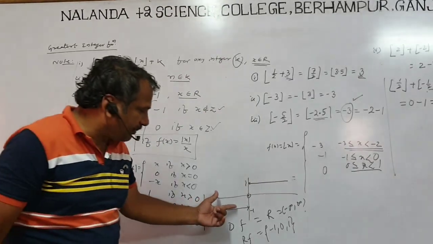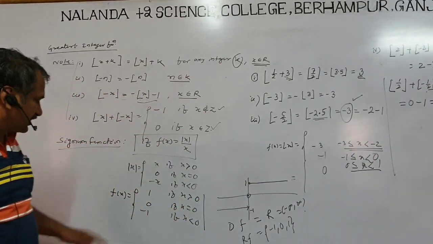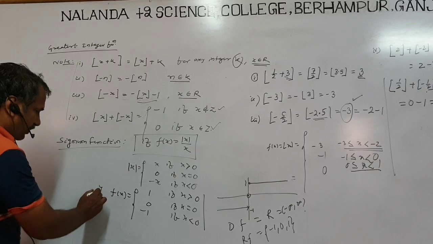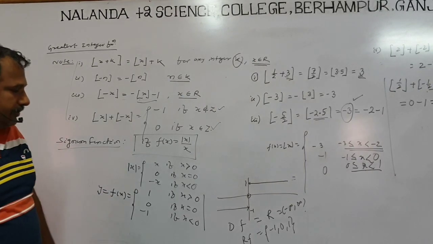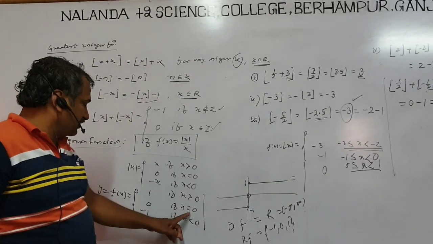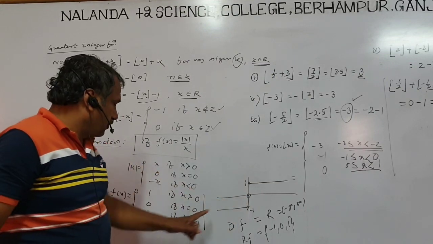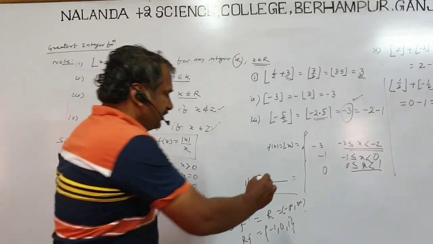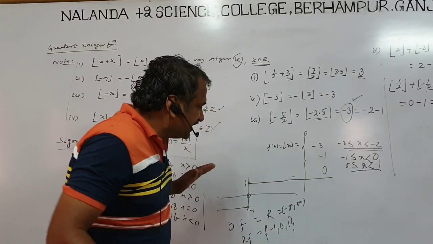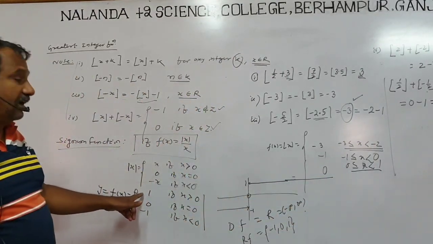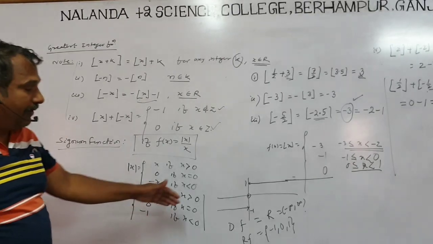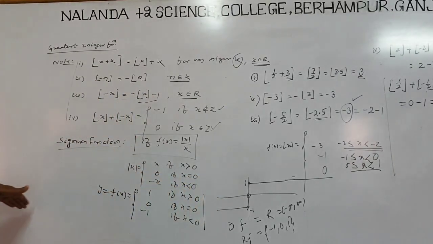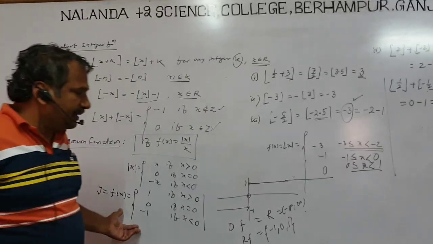And what is the graph of the function? When x equals 0, this is y, because y is a function of f of x. Now if x is 0, y becomes 0. When x is greater than 0, up to infinity, y remains constant. y is always equal to 1. When x is less than 0, up to minus infinity, what is y? It is minus 1.